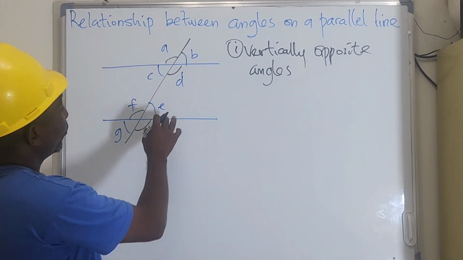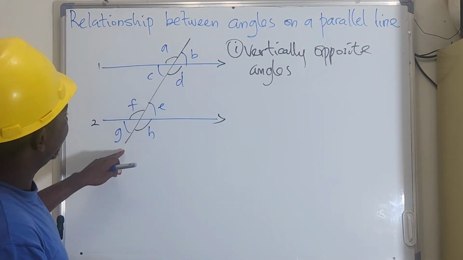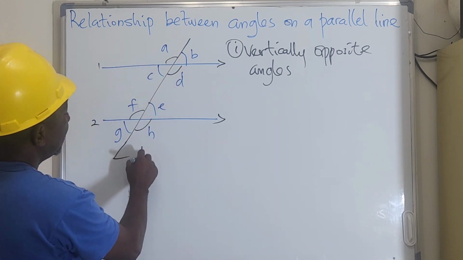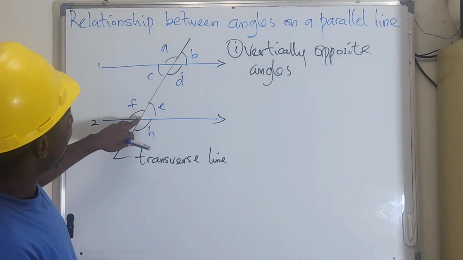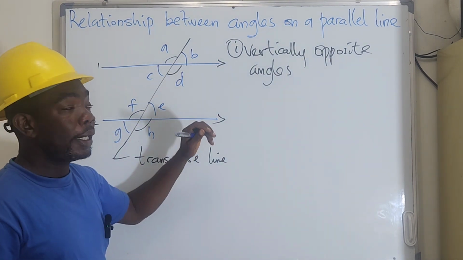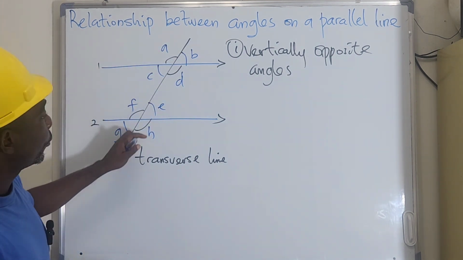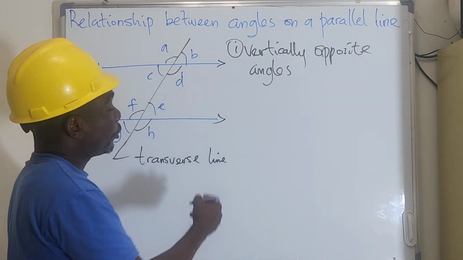Here, as you can see, we have two parallel lines, 1 and 2, and a transverse line cutting across the two parallel lines. So this is a transverse line. It forms angles at the intersection of each of these parallel lines, called A, B, C, D, E, F, G, H.